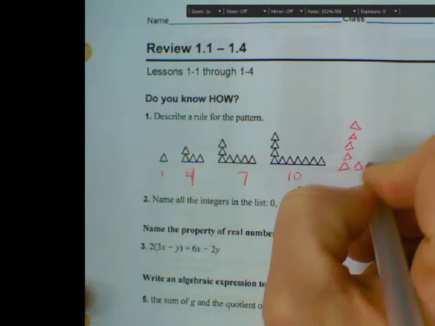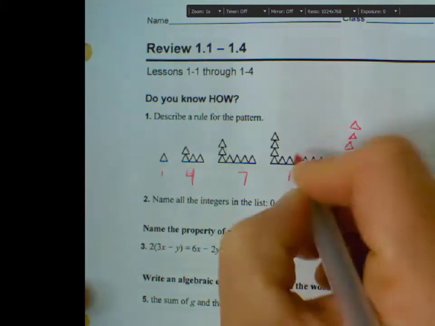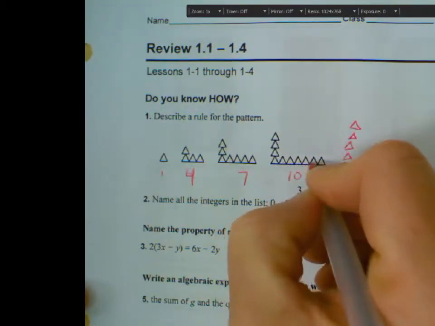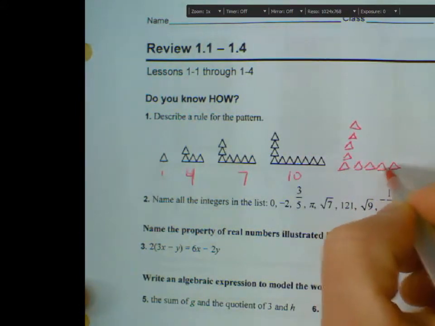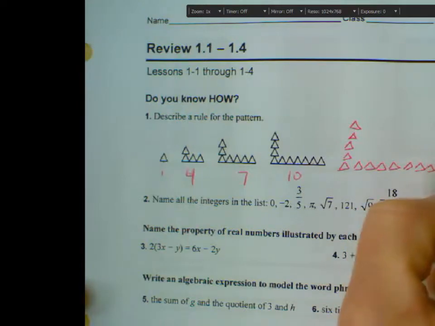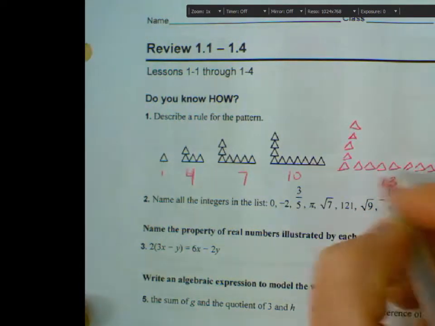5 here, and then there's 1, 2, 3, 4, 5, 6, 7, and there were 1, 2, 3, 4, 5. So 1, 2, 3, 4, 5, 6, 7, 8, 9. So there should be 13 there.